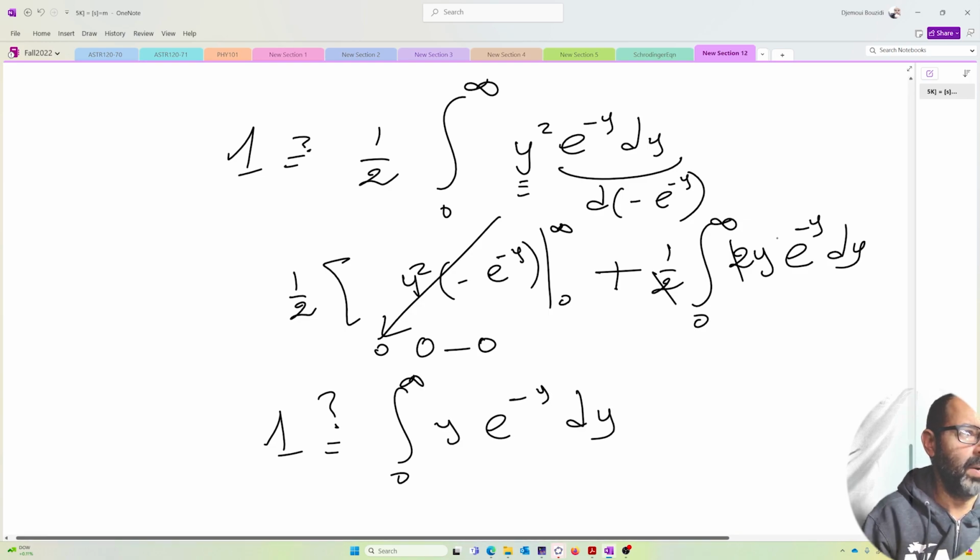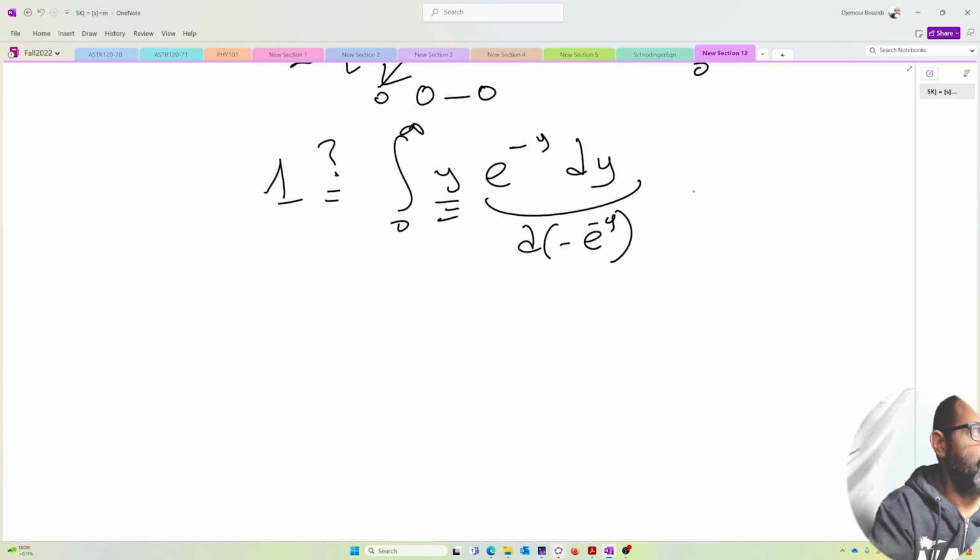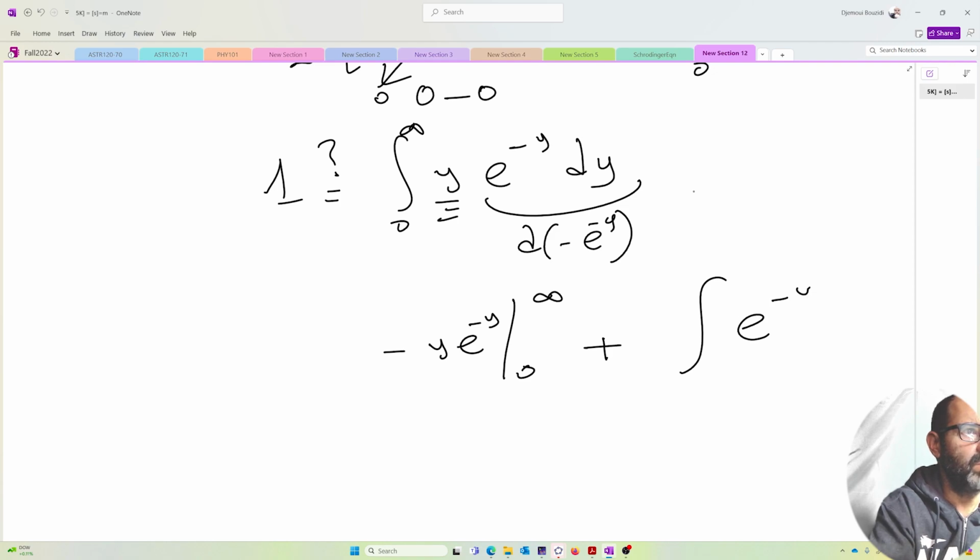Again, we're going to do it by parts. This part is my function, and this part is my d of negative exponential of negative y. Now, the part in here gives me negative y, exponential of negative y, between 0 and infinity. Minus and minus is a plus again. The derivative of y is just 1. I'm left with an exponential of negative y dy from 0 to infinity. Obviously, you're wondering about the negative sign. What happened to it? It's in here. It has been consumed in the other negative that came from the formula.